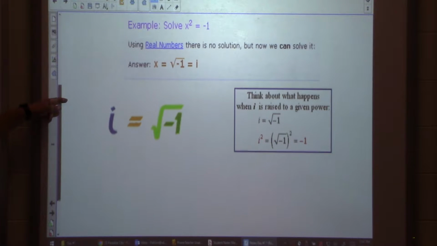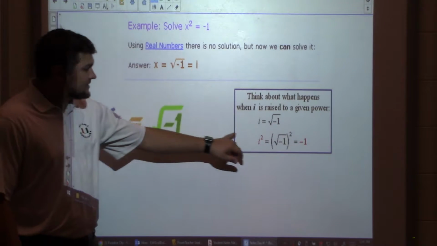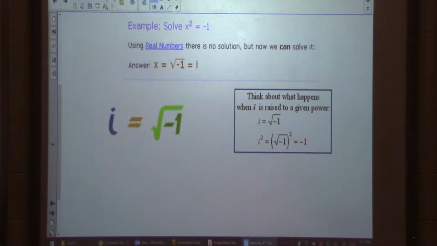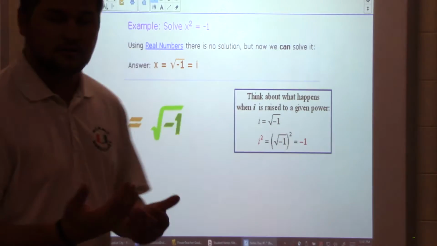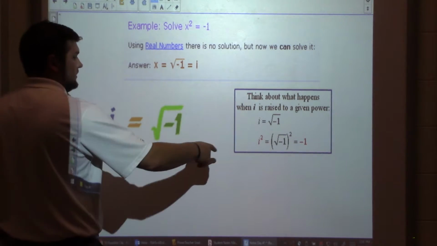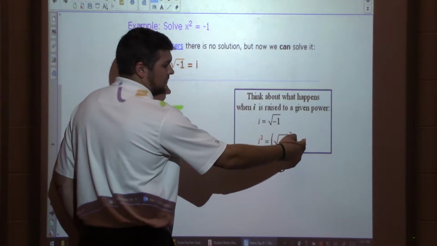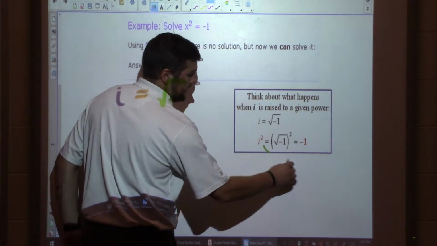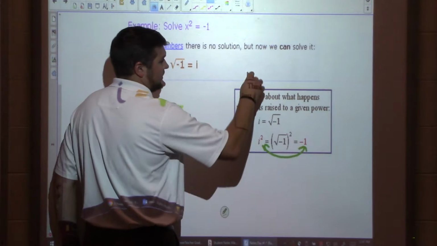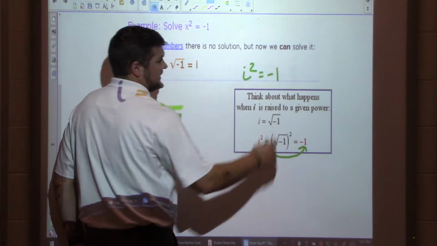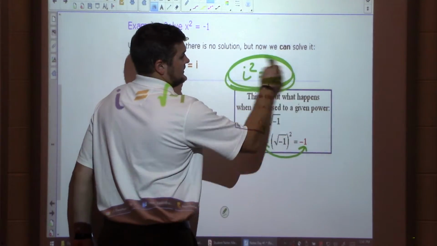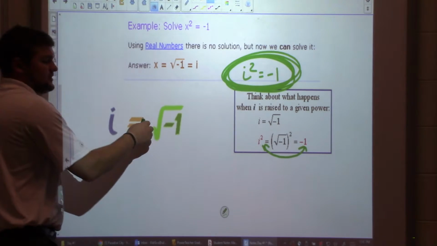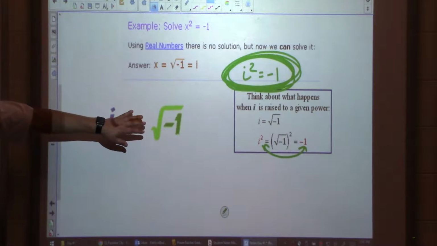More importantly though, if I want to square that, if I want to do i squared, that would be the same as the square root of negative 1 squared, right? We just said i is the square root of negative 1. Well, the square root of negative 1 squared would equal negative 1. This is the really important thing to remember. i squared equals negative 1. This part right here is more important than this part over here.